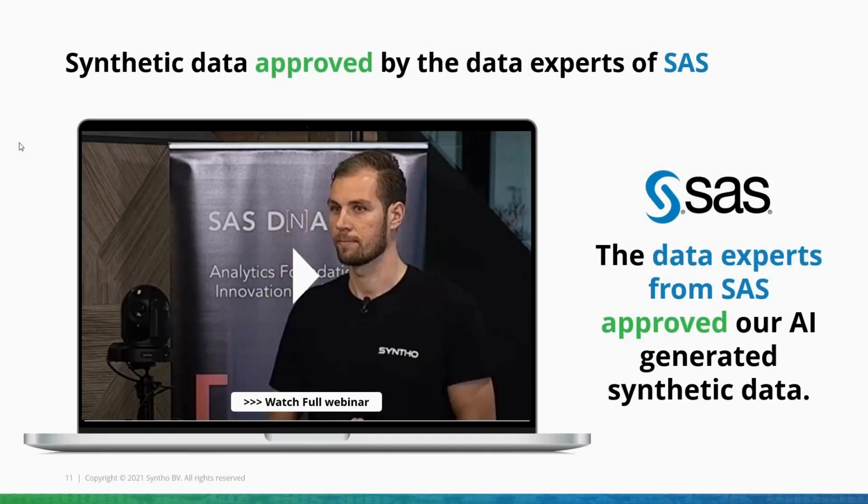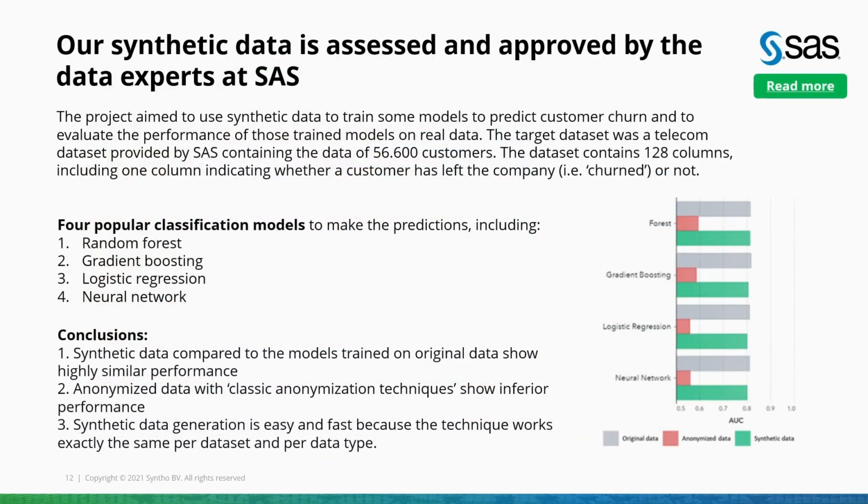Let's look at some of the evaluation results from the experts at SAS on our synthetic data. How did they do this? In a project aimed at predicting customer churn in a telco company, they used a target dataset of 56,000 customers with 128 different columns to predict whether customers would churn or not. They trained 4 different types of prediction models and evaluated how well the original data performed on those models, how well anonymized data performed, and how well synthetic data performed.